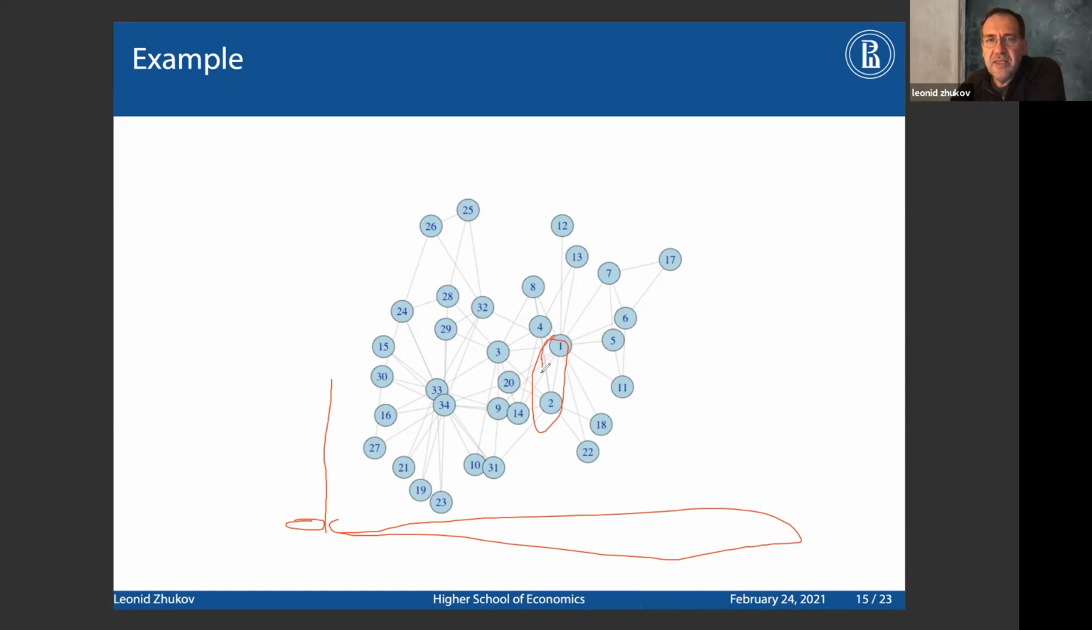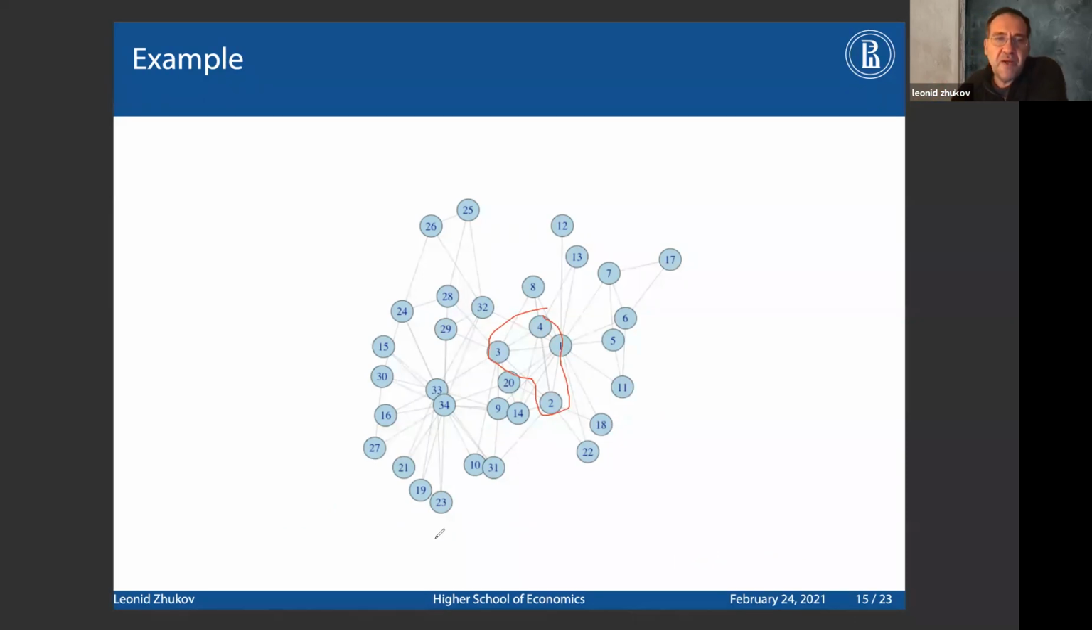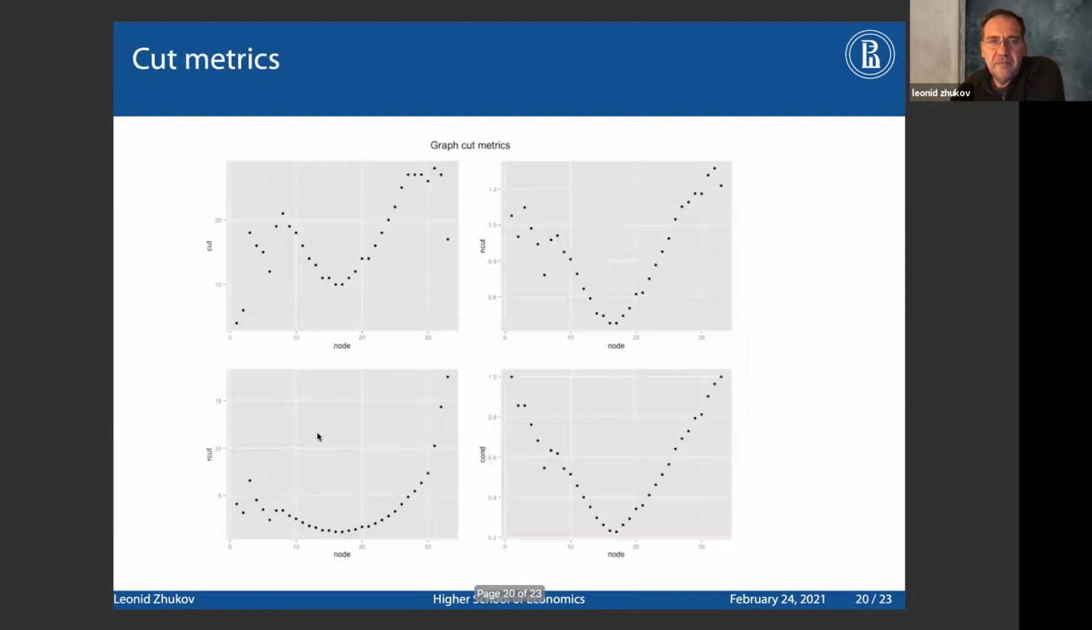Then I say, okay, let's take node 1, 2, and 3 as one partition and the rest, and measure the cut. And then I can go on and on and say, okay, here is my next cut, and calculate the cut value. So if I do so, that's what I'm going to get.